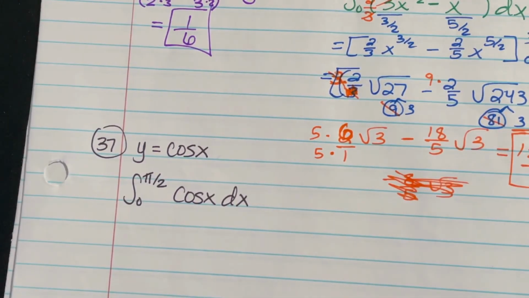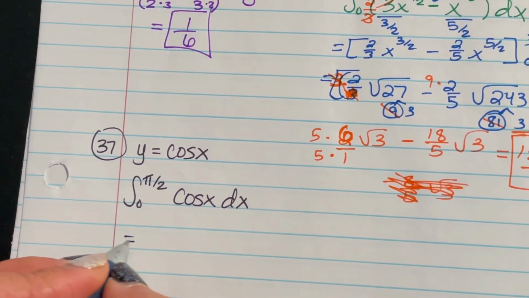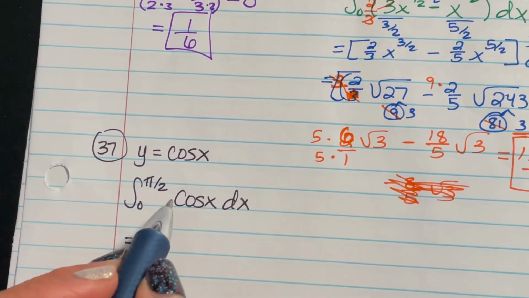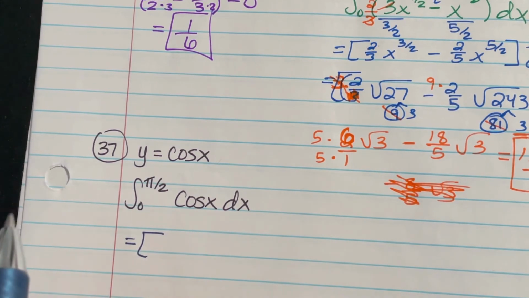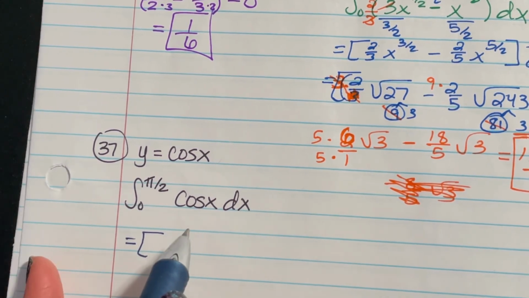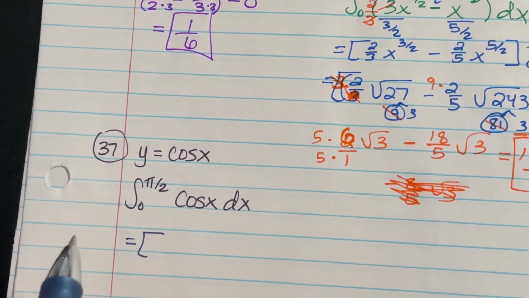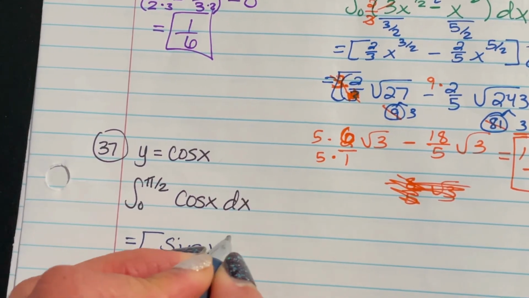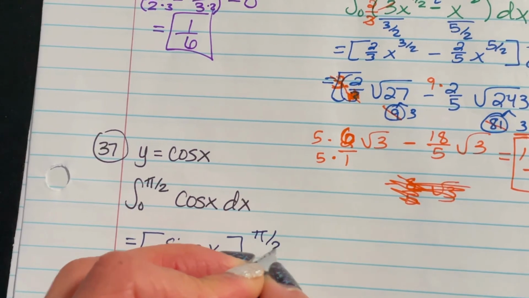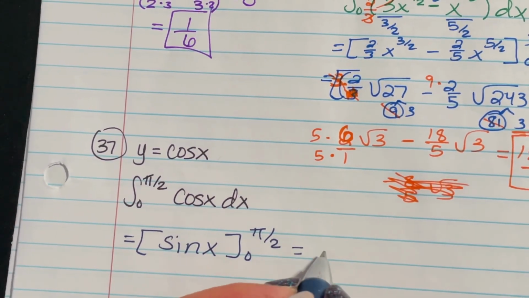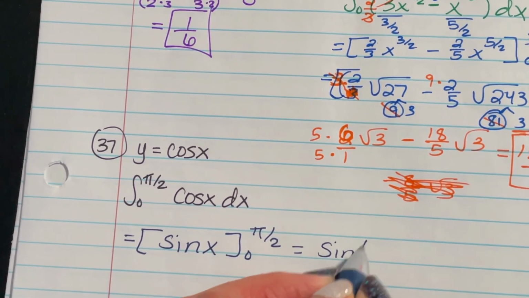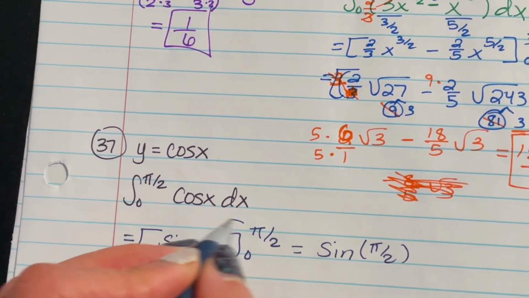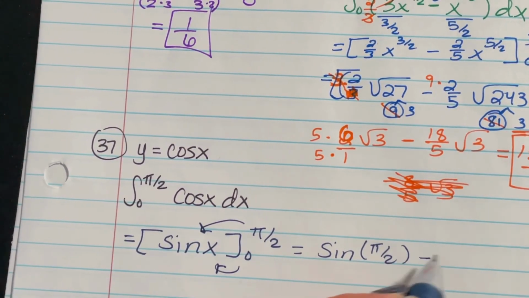Okay, and this one is ready to go. So when we integrate it, the antiderivative of cosine, well, what derivative gives us an answer of cosine? The derivative of sine is cosine, so the antiderivative would be sine from 0 to pi over 2. This one's actually pretty easy. So you'll have the sine of pi over 2 by plugging in that, and then minus the sine of 0.